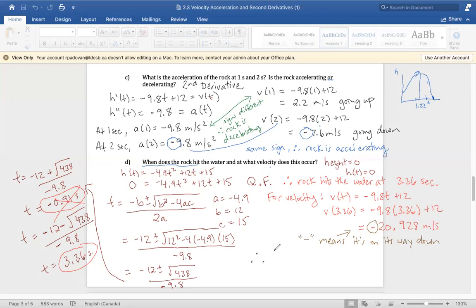So for my therefore statement, therefore the rock's velocity when it hits the water is approximately negative 20, and let's say we do 2 decimal places, 0.93 meters per second. So we have the speed, but we also have the direction of the movement there too with the velocity.